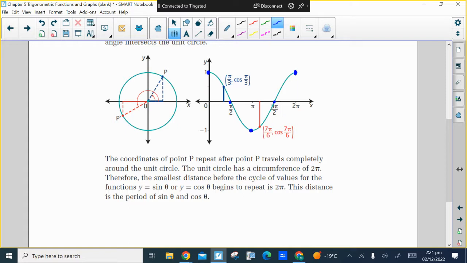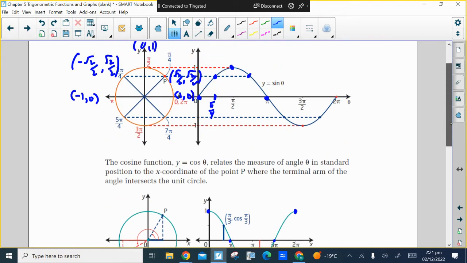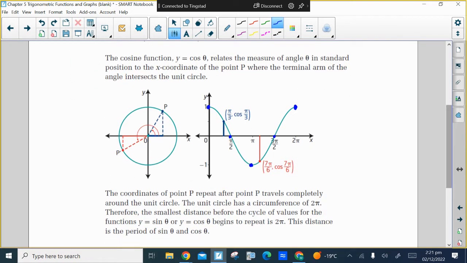The graph of cosine is very similar to the graph of sine. What's really different is where they start. The graph of sine starts in the middle heading upwards, whereas the graph of cosine starts at the maximum. Otherwise, they are the same graph. They have the same period. One cycle happens every 2 pi radians.